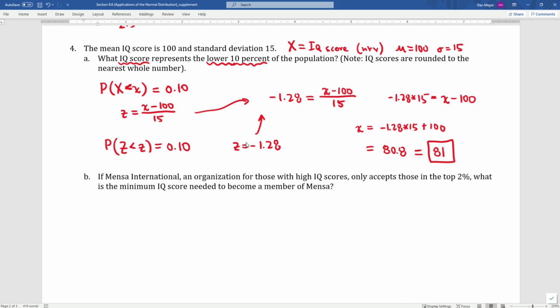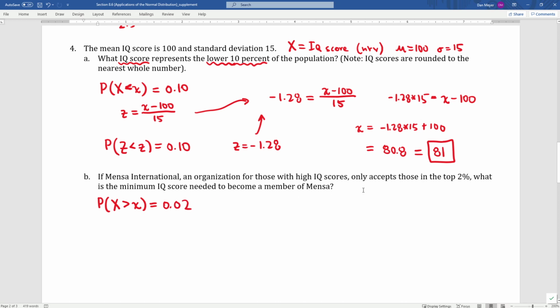In Part B, Mensa International, which is an organization for those with high IQ scores, only accepts those in the top 2%. What is the minimum IQ score needed to become a member of Mensa? So this is a similar problem. There's some score little x, where if your IQ is more than that value, then you are in the top 2%. So the probability that you score higher than that value is 2%, or 0.02.